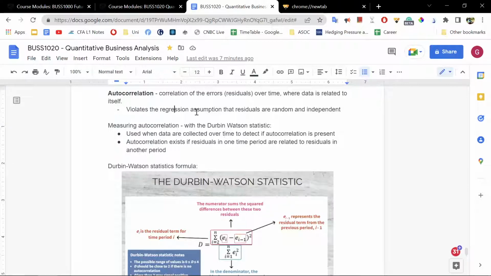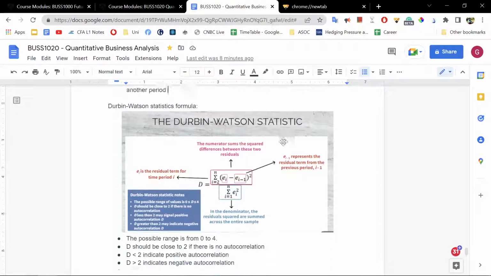So autocorrelation is the correlation of errors or residuals over time, where data is related to itself. It violates the regression assumption if there is autocorrelation. So we can use the Durbin-Watson statistic to measure whether or not there is autocorrelation. It is used when data is collected over time to detect autocorrelation, if residuals in one time period are related to residuals in another time period.